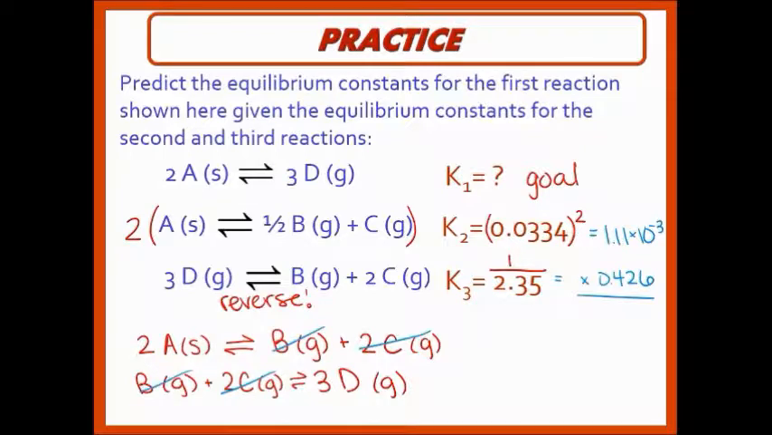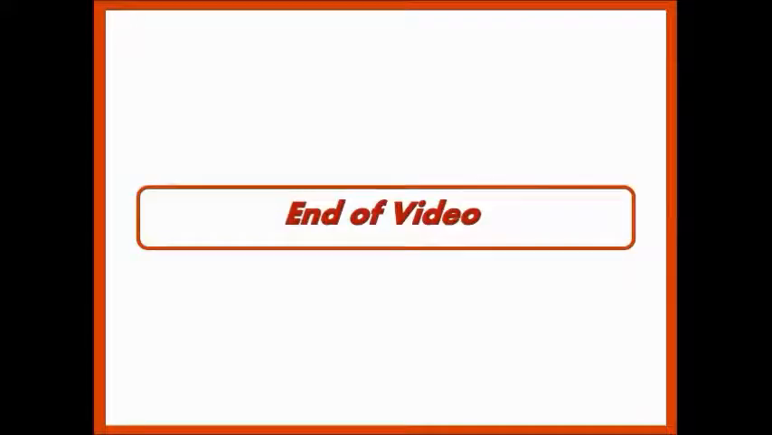0.426. So if we multiplied these two values together, we get that K1 is going to be equal to 4.75 times 10 to the negative fourth. So this is the equilibrium constant of our goal equation. So overall in this video, we learned 3 rules that can be used to modify chemical equations in order to determine the equilibrium constant.